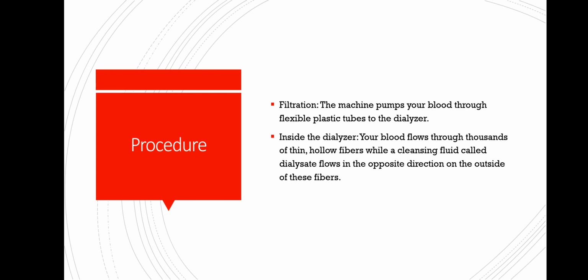Next procedure is filtration. Filtration means the machine pumps your blood through flexible plastic tubes to the dialyzer. Then inside the dialyzer, your blood flows through thousands of thin, hollow fibers while cleansing fluid called dialysate flows in the opposite direction on the outside of these fibers.